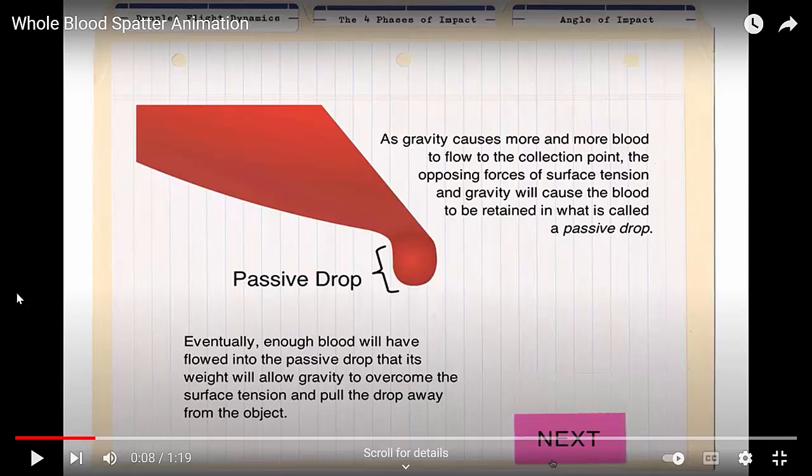So as gravity causes more and more blood to flow to the collection point, the opposing forces of surface tension and gravity, so surface tension holding the blood to the blood and gravity wanting to pull the blood away, those opposing forces will cause the blood to be retained in what is called a passive drop. Eventually, enough blood will have flowed into the passive drop. So the passive drop becomes almost like a container that's holding more and more blood. Enough blood will have flowed into it that its weight will allow gravity to overcome the surface tension and pull the drop away from the object. So once enough blood gets in there, it's going to be heavy enough that gravity is going to win.